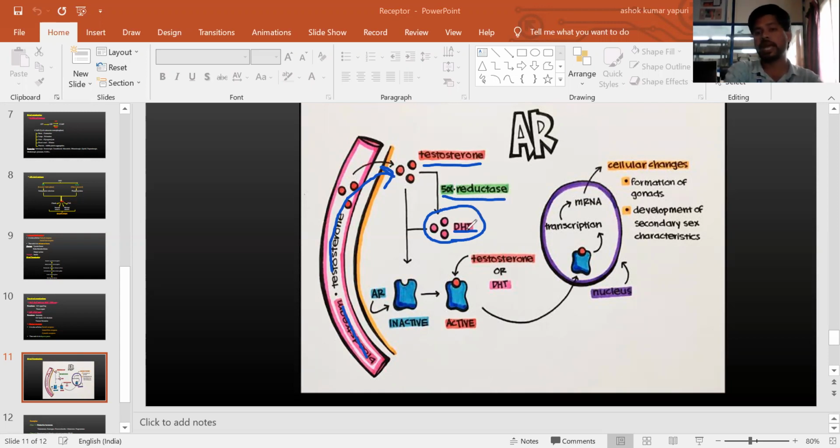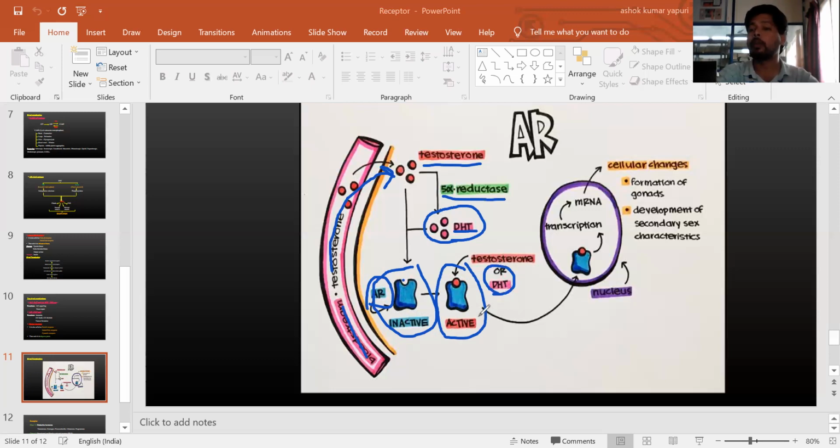After conversion, this active form interacts with the receptor. Initially the receptors are inactive in nature. So AR means androgen receptor. What is androgen? Testosterone is also called androgen. That's why the receptors are called androgen receptors or testosterone receptors. So when the ligand is binding here, the receptor is converted to the active form. The inactive androgen receptor is converted to the active form when there is binding of the active form of testosterone, DHT, dihydrotestosterone.